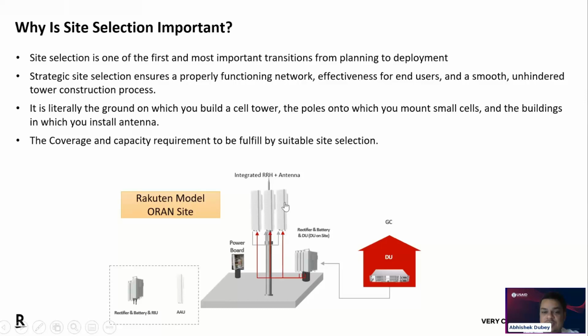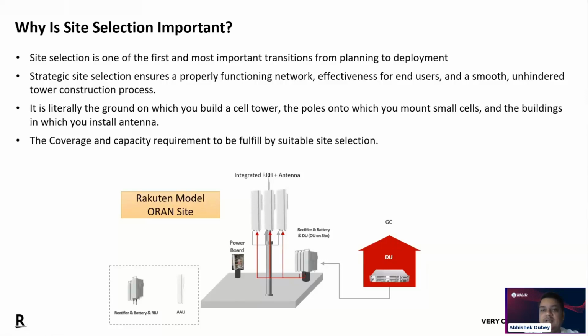So only 3 antennas. Obviously, you require the power to run the active modules, and there is a rectifier in the battery. If it is available, you can install DU on the site. Otherwise, the DU you are going to install in the data center. It could be an edge data center.